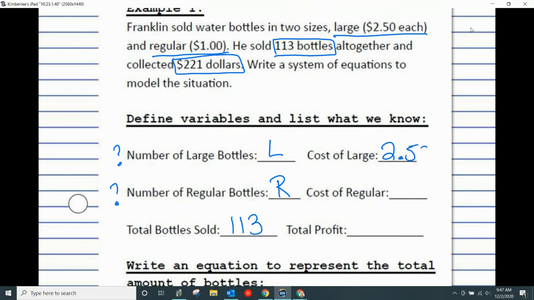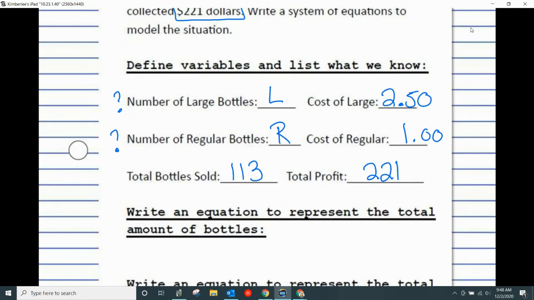I know a regular bottle cost $1. And I know his total money. They told me that. It was $221. So that's a lot of stuff I do know. This is the information we're going to use to write our equations.